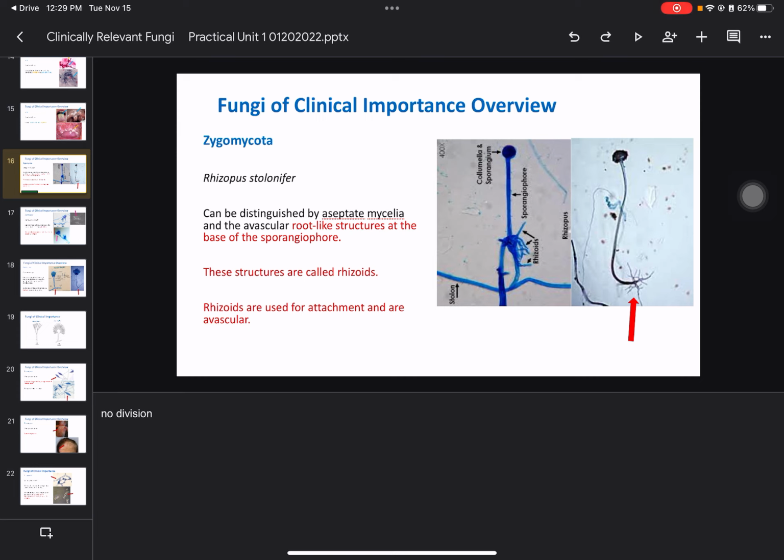So here's how you would say that. The rhizoids are diagnostic for Rhizopus stolonifer. Say it again. The rhizoids are diagnostic for Rhizopus stolonifer. They identify it as Rhizopus. It's in the name.